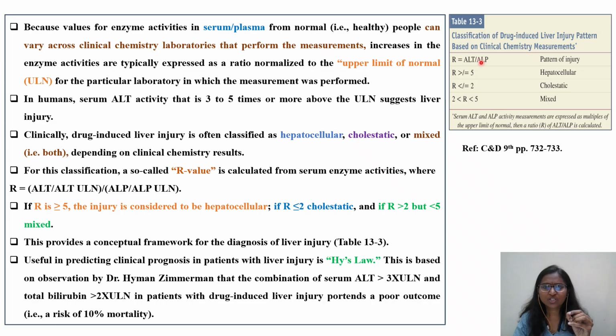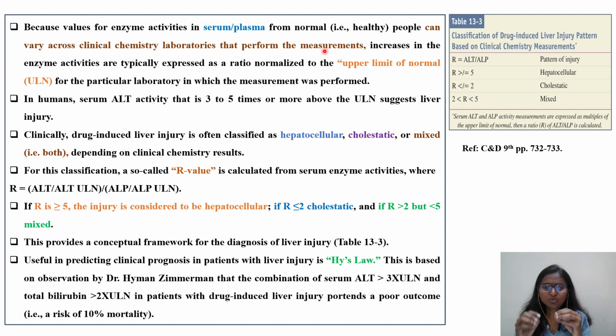This particular ratio, R ratios, they have given. So let us first understand what is this R value, as well as what is this Hayes law. Because values for enzyme activities in serum and plasma from normal healthy people can vary across clinical chemistry laboratories that perform the measurements. For example, we have one clinical laboratory 1 and another clinical laboratory 2. Even if they are performing the same ALT, AST, there is a difference in the laboratory results with the same patient or same parameter. I'm saying same assay.